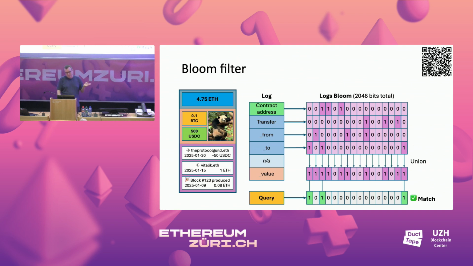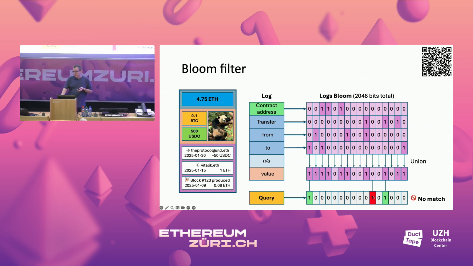Let's ask about a different wallet that has different bits. It has a 1 here, which is not present in the logs bloom. So we know for sure that as part of this logs bloom, there is no single item that went into it that set this particular bit, so we can skip this data.